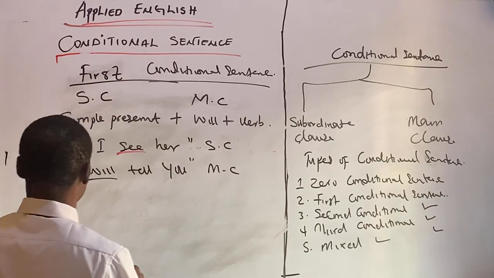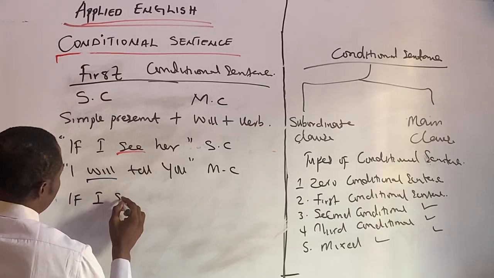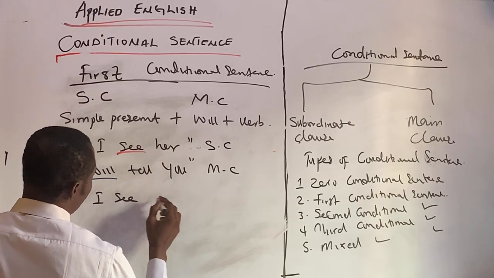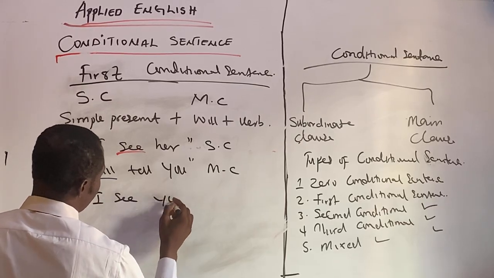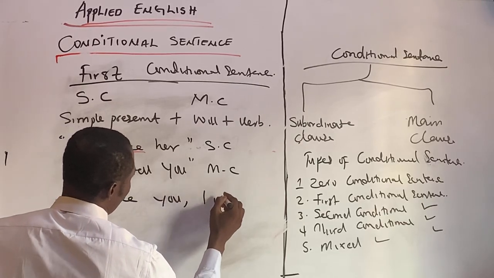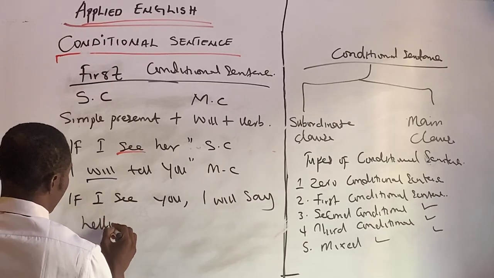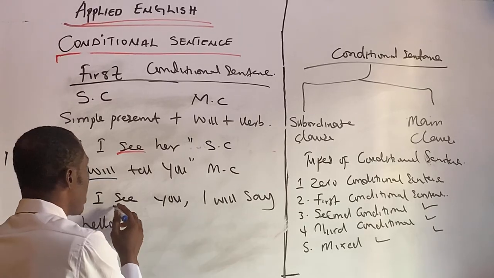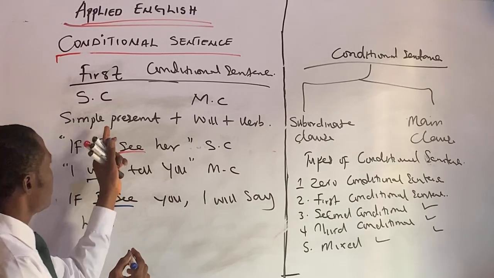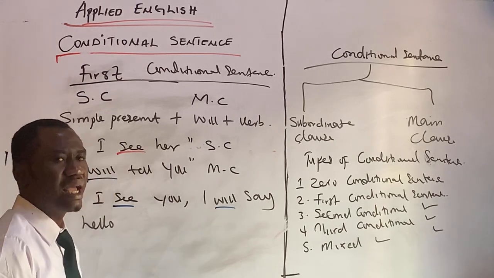Let's look at another question. If I see you, I will say hello. If I see you, I will say hello. Notice the recurrence of this simple present tense and the will, and then the verb, say hello.